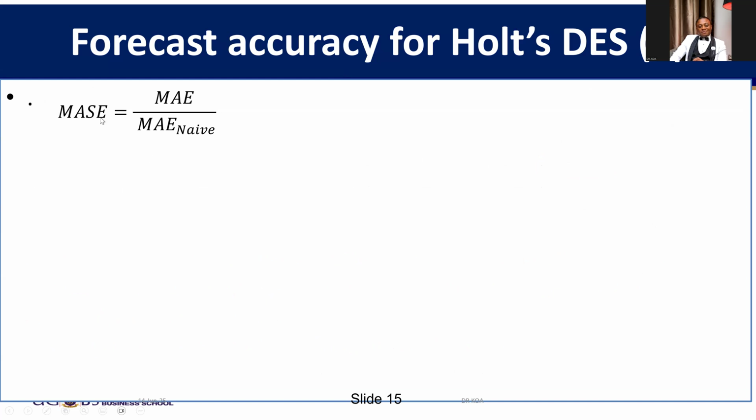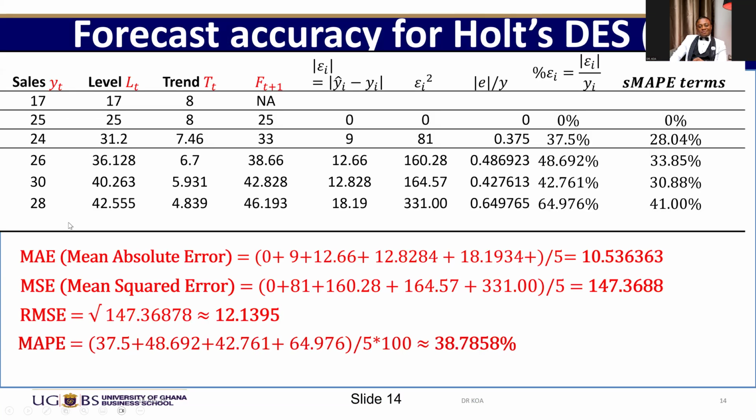Now, there's a last one, which is called the MASE. The MASE is very easy. All you need to do is know the value of the naive forecast. Who can remember from last time the value of the naive forecast? It is 3 point something. Let me see whether somebody has a very sharp memory. What was the value of the MAE for the naive forecast? It was 3.4.